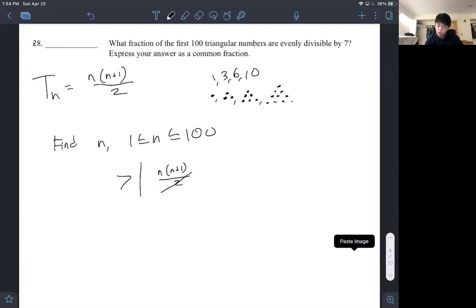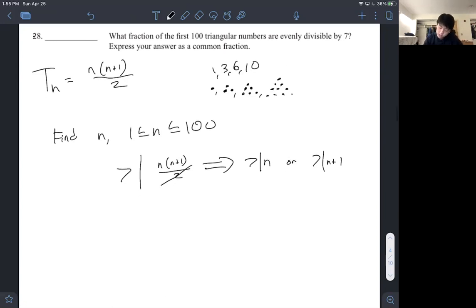But because 7 is prime, this means that either 7 divides n or 7 divides n plus 1. Because if 7 divides neither n nor n plus 1, there's no way to merge them together. Like with 6, if 6 divides n times n plus 1, you can have 2 divide one and 3 divide the other and then combine. Whereas with 7, you have to have all of the 7 in one of the factors. So we must have that 7 divides n or 7 divides n plus 1.